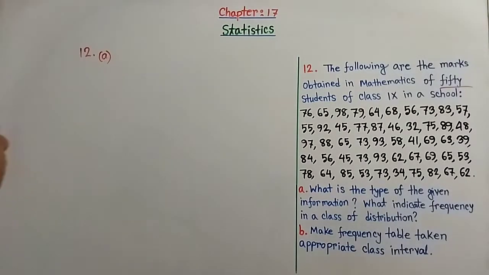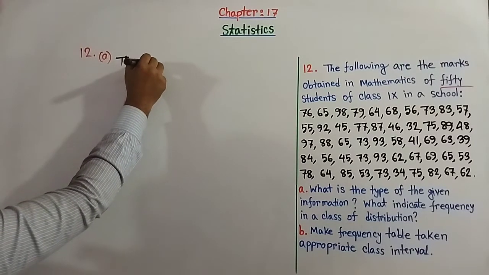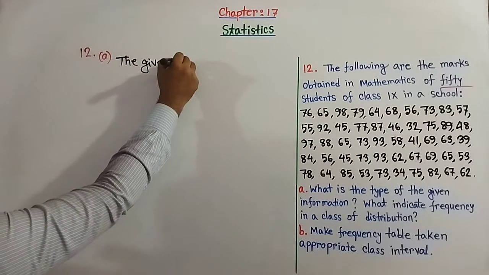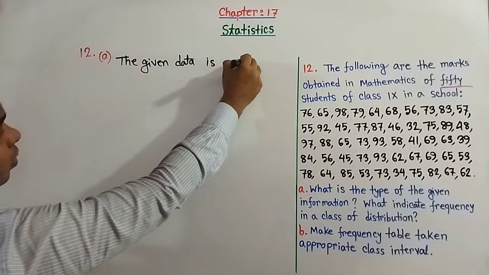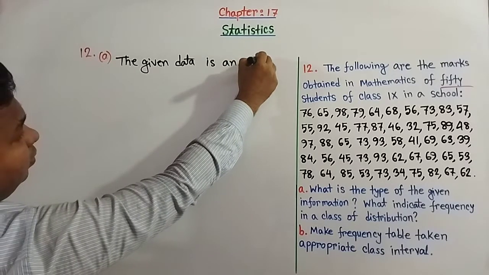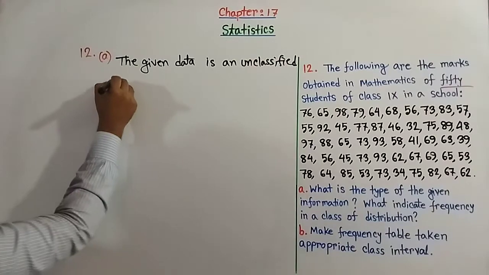So, we have to write for question A: the given data is an unclassified data.